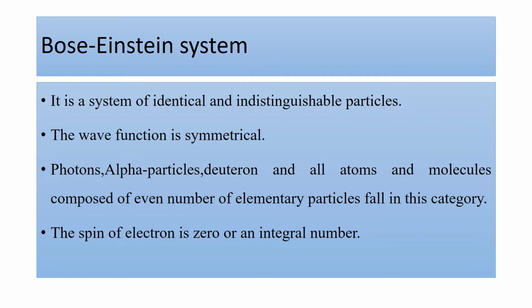Photons, alpha particles, neutrons, and all atoms and molecules composed of an even number of elementary particles, like C12, N14, O16, etc., fall in this category. The spin of the nucleus is either 0 or an integral number. Such particles are called bosons.